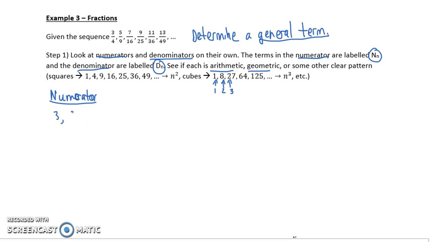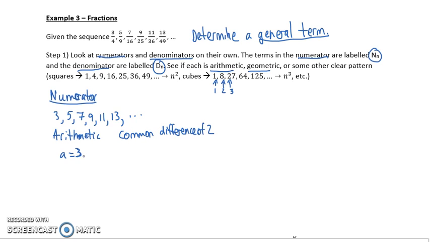The numerator is 3, 5, 7, 9, 11, 13, etc. And it's pretty clear that the difference between each one of those is 2. So this is an arithmetic sequence. It has a common difference of 2. And if that wasn't obvious to us, we could take the later value and subtract the previous one. So 5 minus 3 is 2, 7 minus 5 is 2, etc. Once we know that, we see the starting value is 3. The common difference, the d value, is 2.